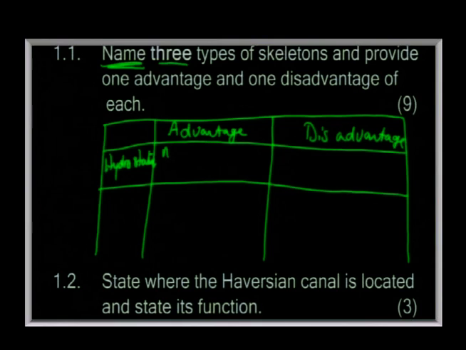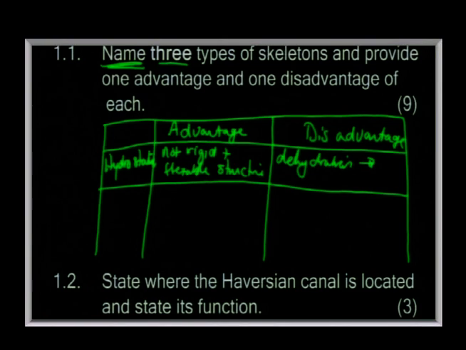I'm just going to put here not rigid and flexible structure. Okay, and clearly it aids or stimulates circulation. A disadvantage, dehydration. If there's dehydration, there's a loss of shape. Okay, and also it doesn't protect the internal organs. Now I'm not going to write everything out. I'm trying to show you how you would actually answer this question.